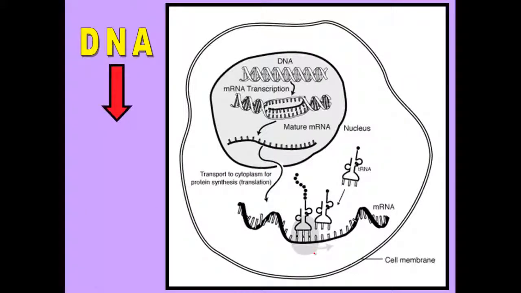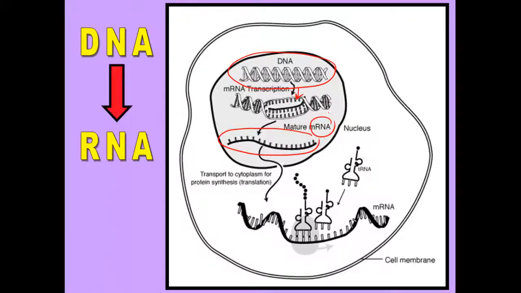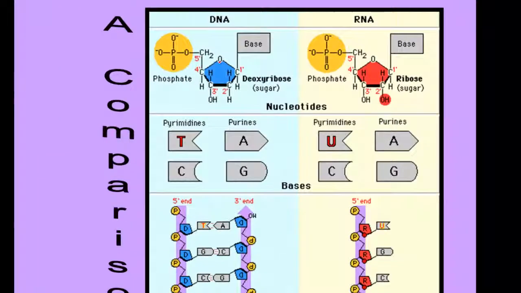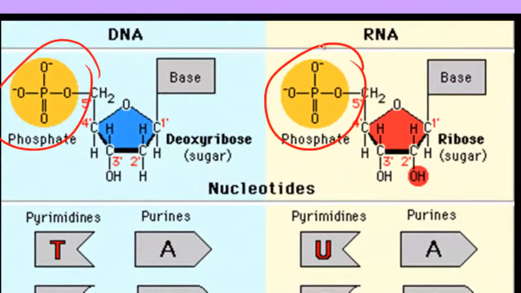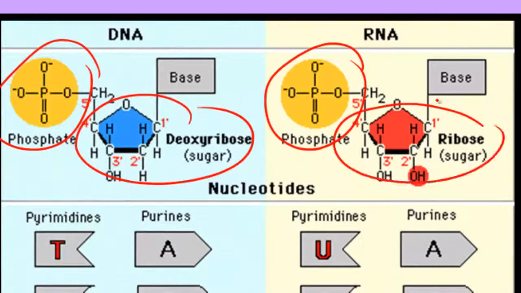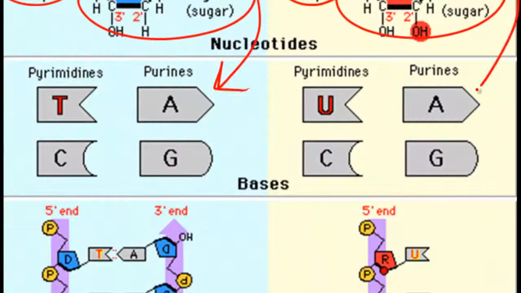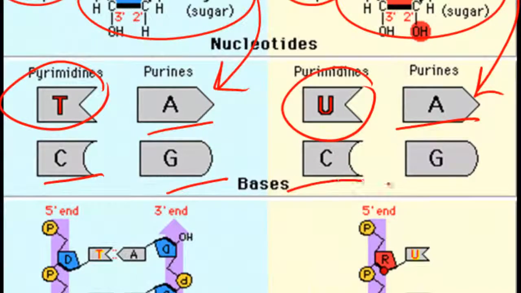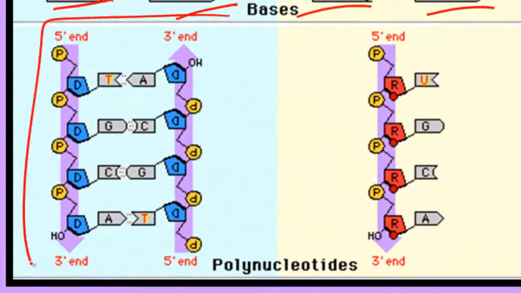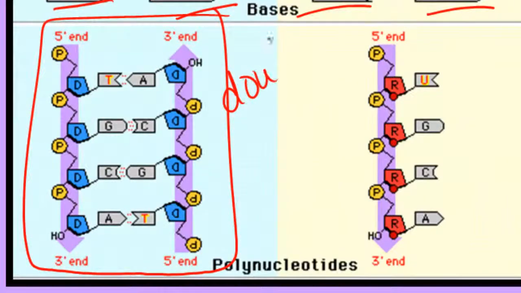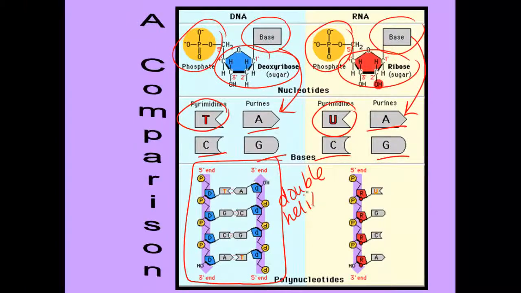So DNA, right here, makes a copy of itself as RNA, and then the RNA goes out and finds a ribosome, and ultimately what's made? A protein. So when you compare the DNA and the RNA, DNA and RNA both have phosphates. They both have a sugar, deoxyribose versus ribose, and they both have a base. That's the nucleotide. Now the bases are different, only that DNA has T, RNA has U. They all have A, C, and G. And then lastly, DNA is a double helix, whereas RNA is just a single strand.